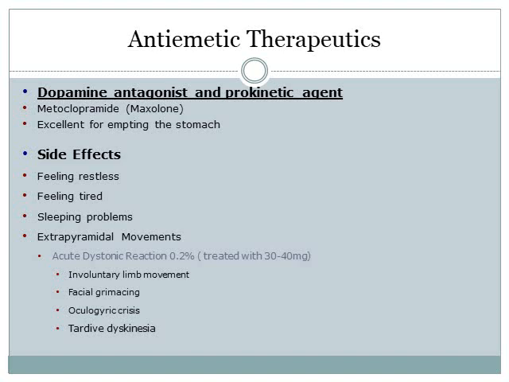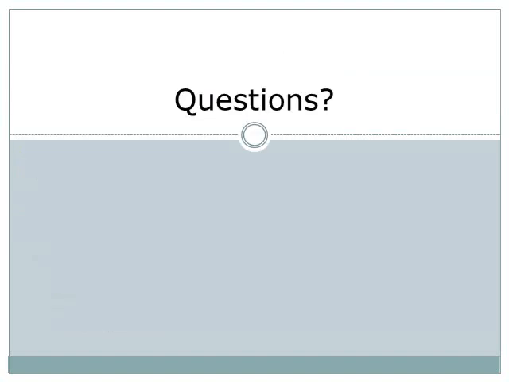Okay, so that is your last antiemetic, and that's essentially the end of the presentation as well. Any questions on GIT pharmacology? You send it to my email.